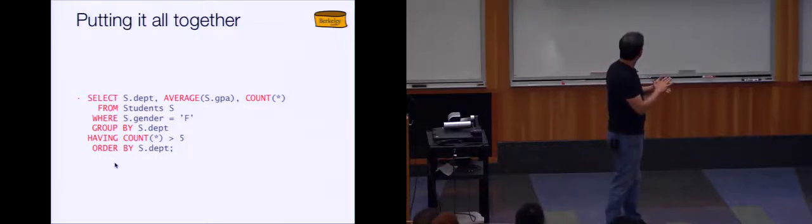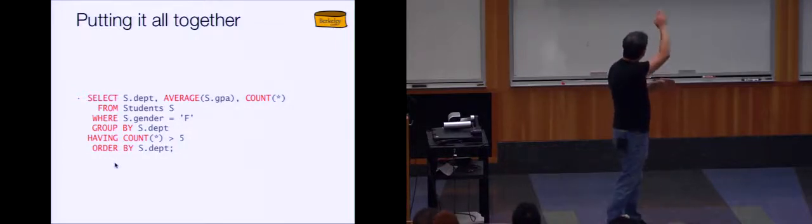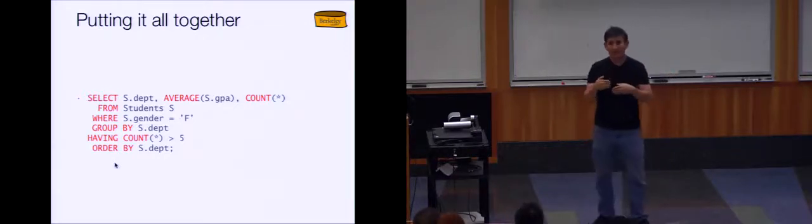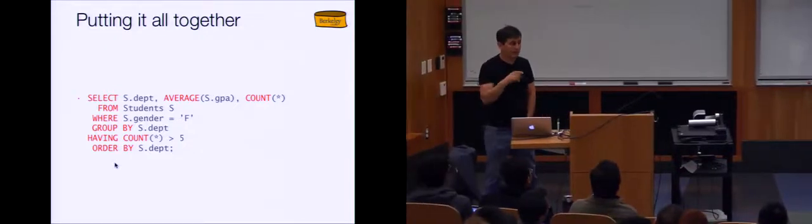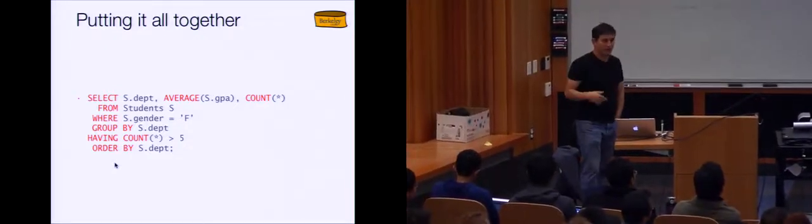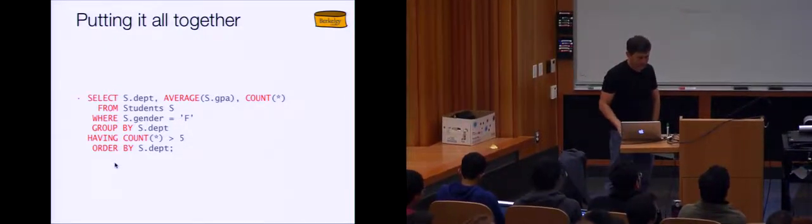So where clause, and then group by and aggregates, and then having, and then order by. That's the execution order for that guy. Okay, and you should understand the order of how those are evaluated as part of your understanding of SQL.